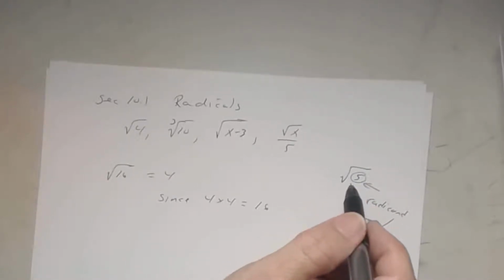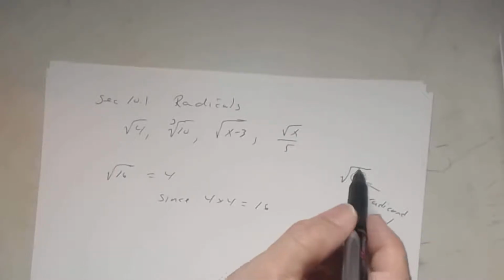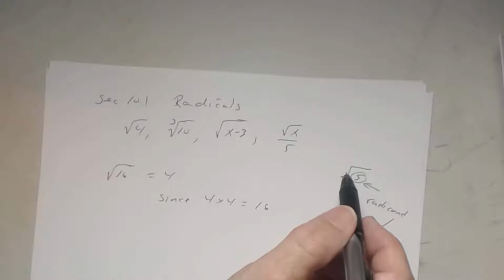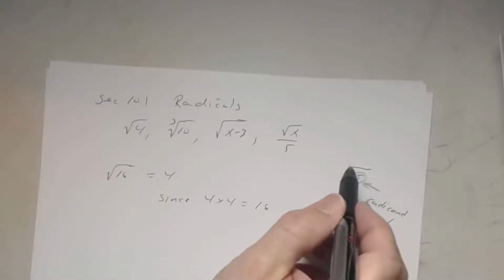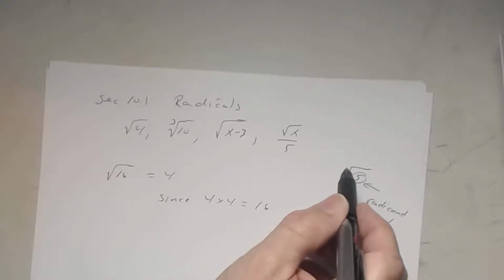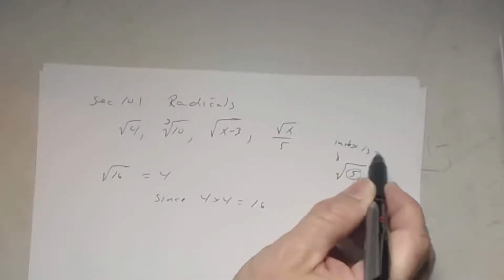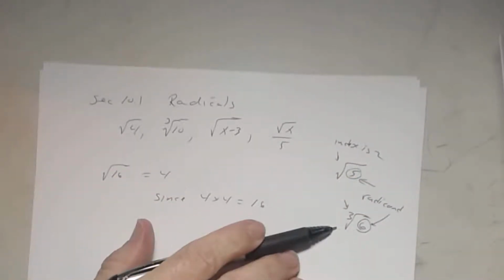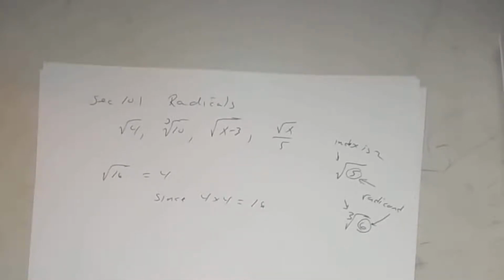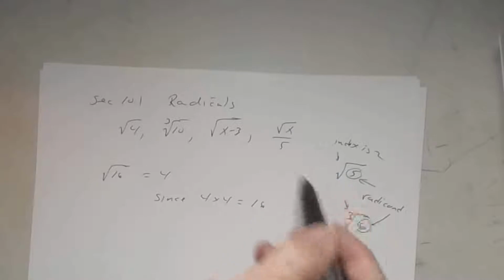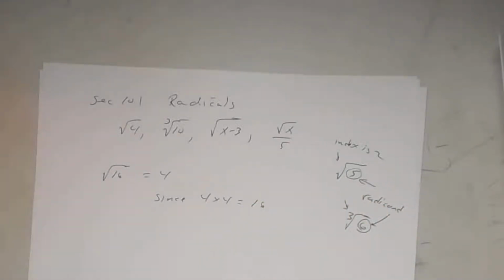Your index can never be 1, so there's no 1st root. So the index here is 2. So we have square root, cube root, 4th root, 5th root, 6th root, and so on. Together, those are called radicals. So everything together is called a radical.